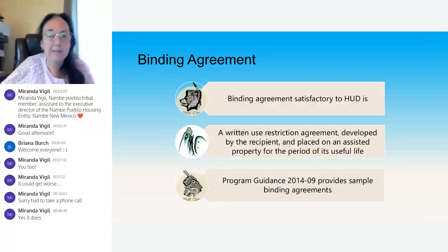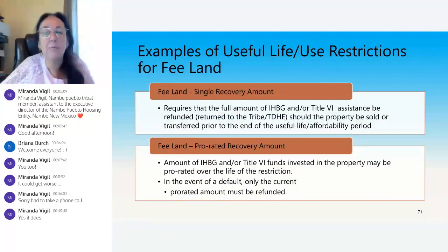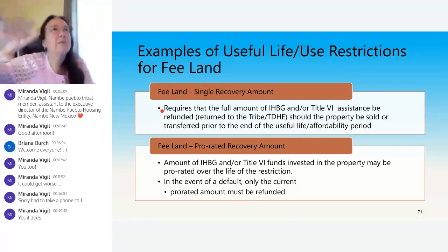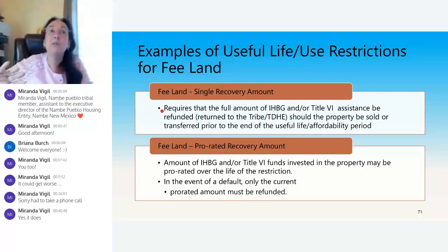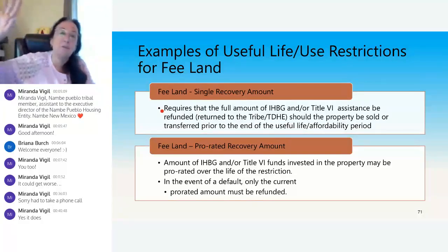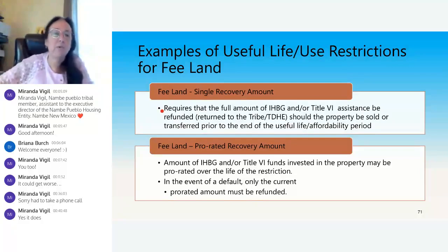And as I said before, Program Guidance 2014-09 actually provides sample binding agreements. There are, I think, 7 of them in there, depending on what type of property it is, whether you're on the reservation or off the reservation, and whether you're using a single recovery amount or a prorated recovery amount. So it requires the full amount.